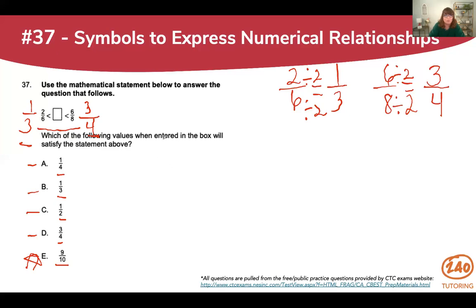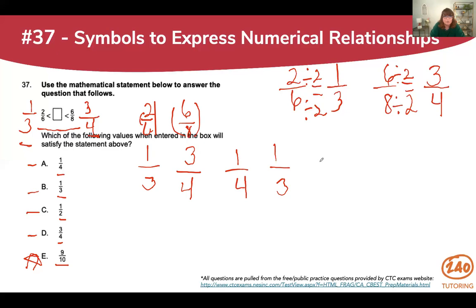So I just worked with easy numbers to work with. So I already had 1/3, which was actually 2/6. I'm going to put that up here so we don't forget. And then I have 3/4, which was actually 6/8. So we don't forget those. All right. And then I have 1/4, 1/3, 1/2, 3/4.